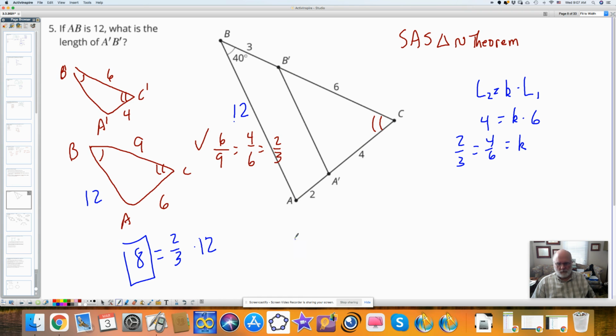You could have set up a proportion. You could have called this x and said x is to 12 as 4 is to 6. And maybe at this point you notice this is double here, so this would be double. And if you don't, you can always cross multiply. 6x is equal to 48. 48 divided by 6 is 8.